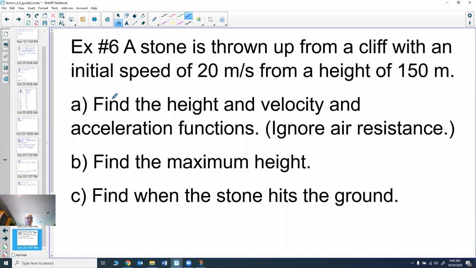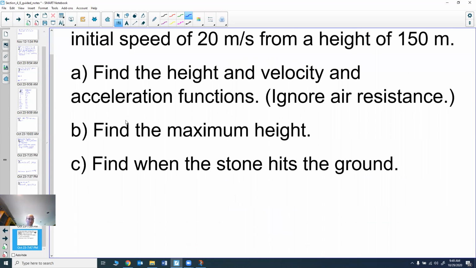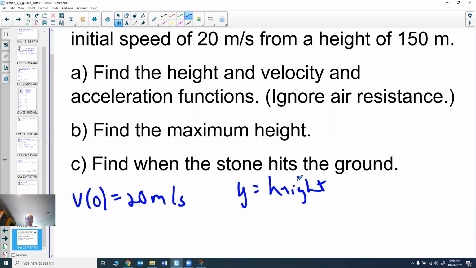Let's start with what we know. We know the initial speed. So we know the speed at time 0, because that would be your initial speed, is 20 meters per second. We also know the initial height, if we call y height. Then we know, and v is velocity. And let's do a is acceleration.